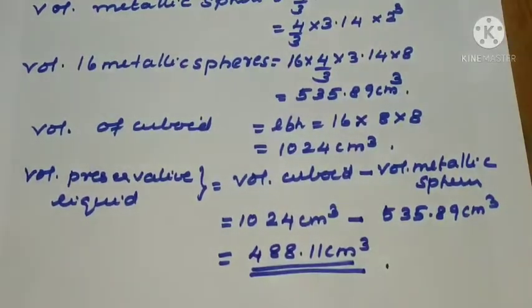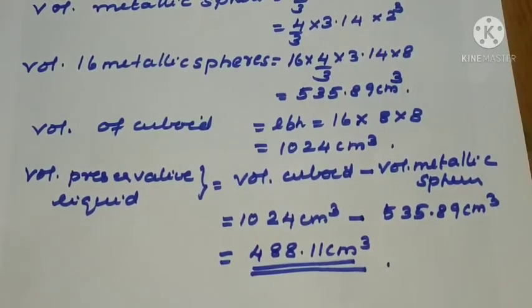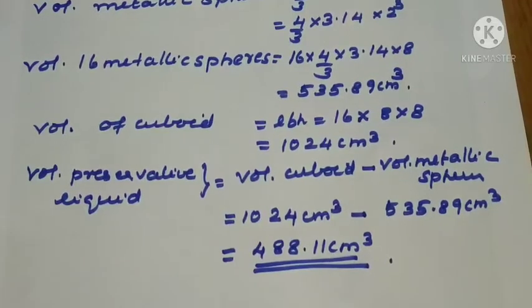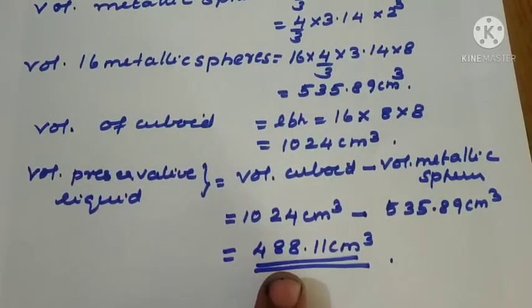So here the box is filled with the spheres and also liquid. So liquid volume is asked. So the volume of the box, that is the total volume, minus sphere volume, we have to subtract. So what is the value we are getting? 488.11 centimeter cube. So practice the questions that we are giving every day.